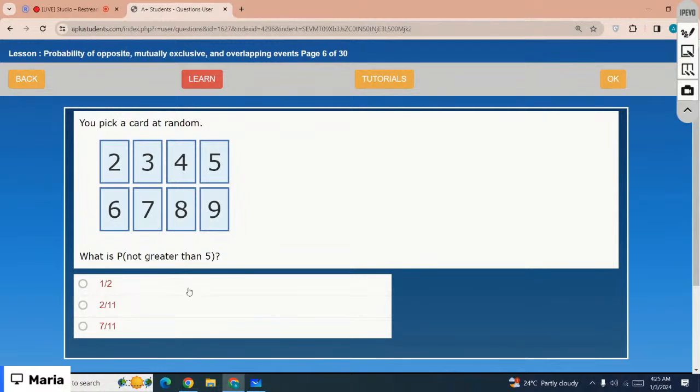Yes, that is 1 over 2. Option number 1 is the correct option. Very good.